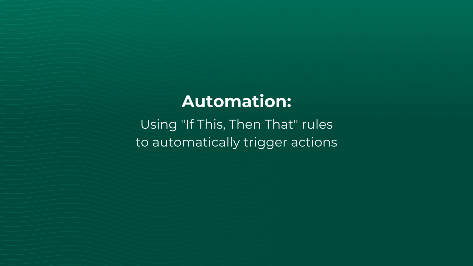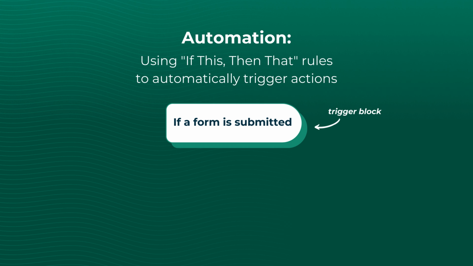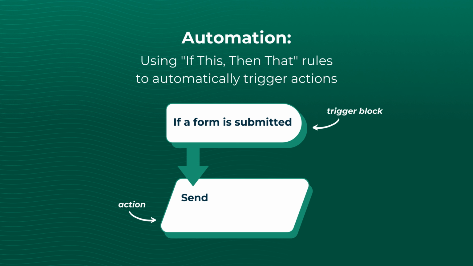Automation is a type of data integration that involves if this, then that flows. So basically, you're set up with a trigger block, and when that trigger block is triggered, you can set up what you want to automatically happen afterwards, right? So when a form is submitted, as an example, you might want to send an email or send a Slack message. That's automation. Automation is one of the most popular categories because it is so widespread.